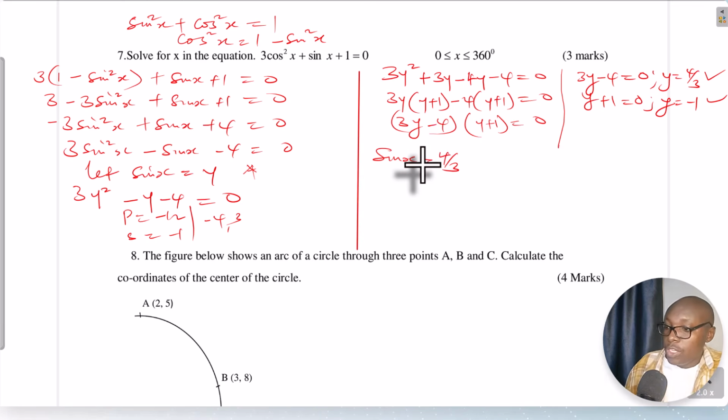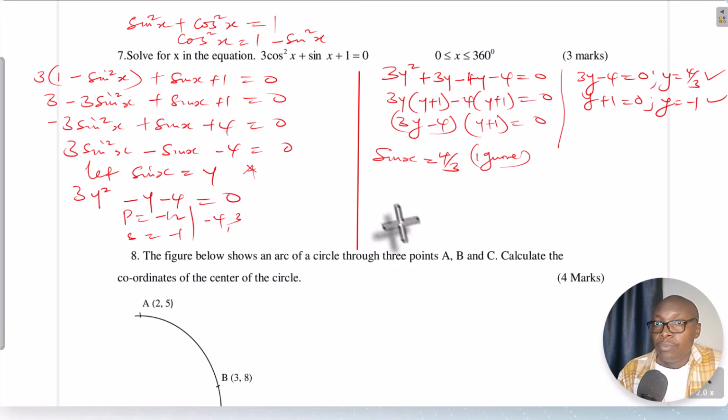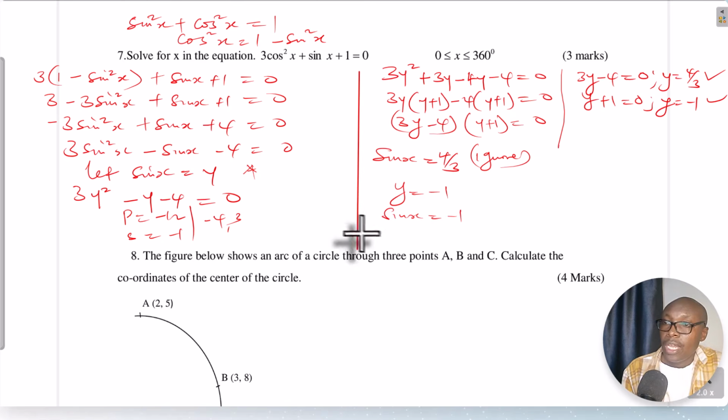So you need to get these angles now. When you look at these, sine x equal to 4 divided by 3 is not possible. So you're going to ignore this. It is not possible to get the sine inverse of 4 thirds. So we remain with the other one: y is equal to negative 1. That means sine x is equal to negative 1.